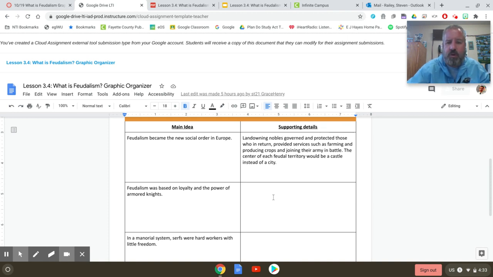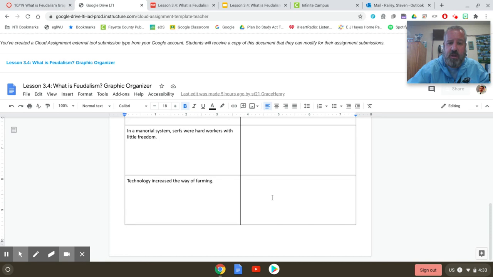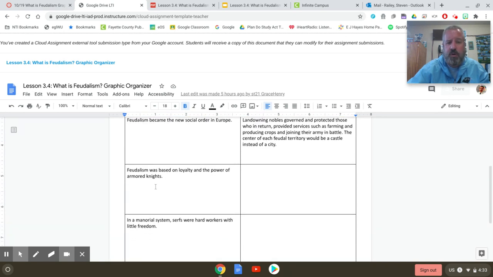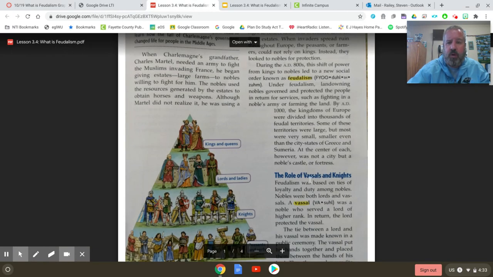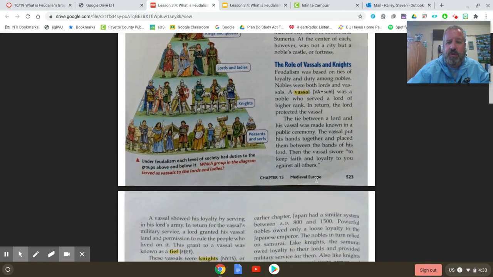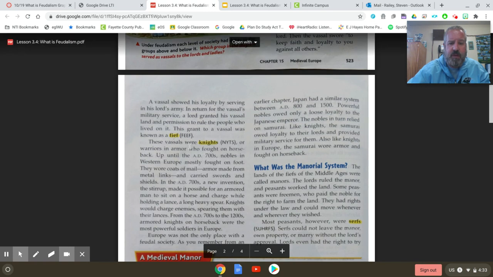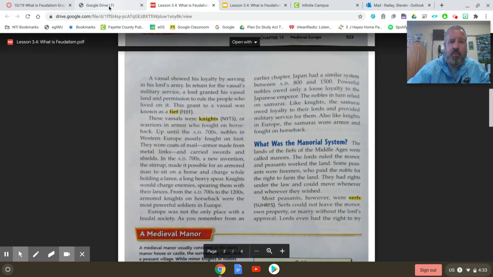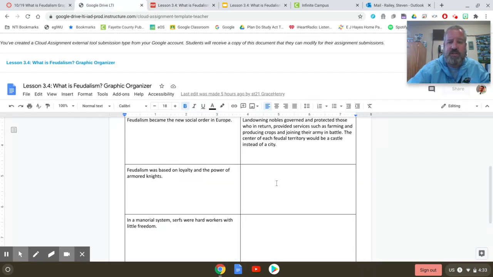Now, for the next 3, you are going to support the main ideas. The next one is: feudalism was based on the loyalty and the power of armored knights. So you come here, to the role of vassals and knights. You're going to read through this fairly short section, and then write a couple of sentences, a summary that supports this main idea. Find facts that support that feudalism was based on loyalty and the power of the knights.